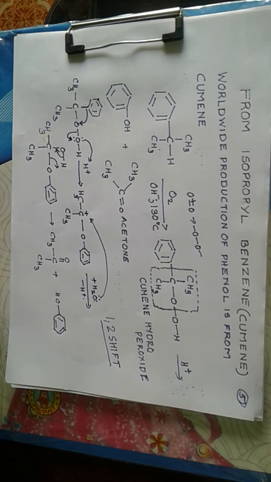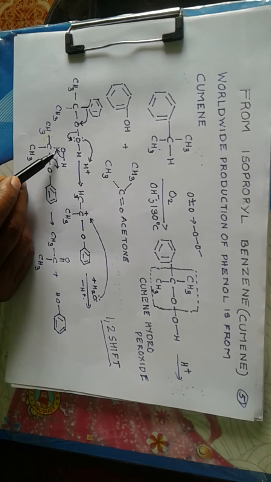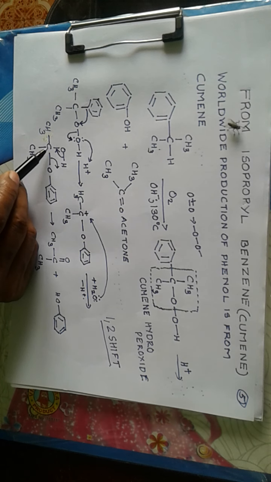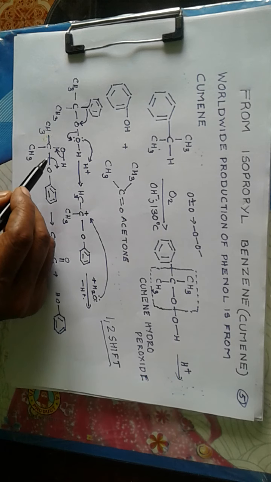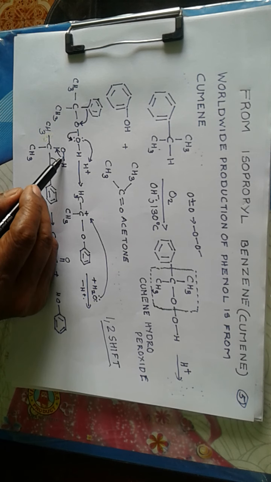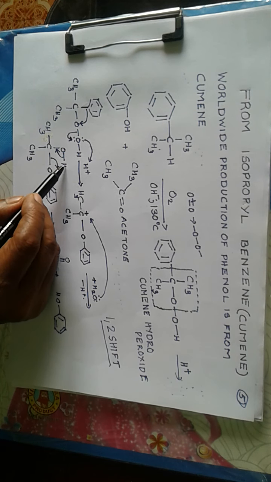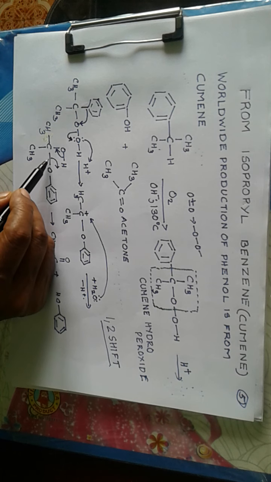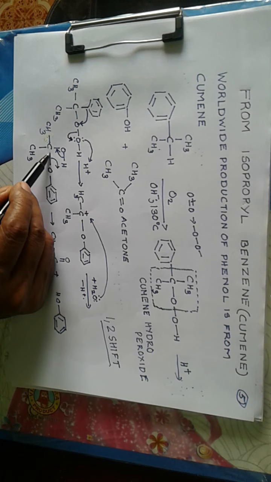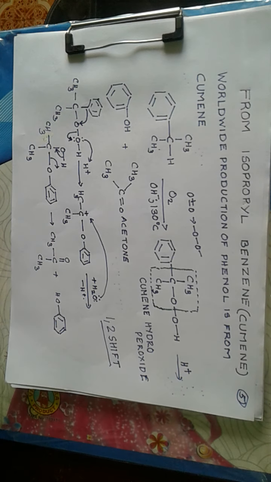Now this bond rotates through 90 degrees, so that C double bond O is formed. Then the valency of carbon increases. To decrease the valency, this bond rotates through 90 degrees and forms a bond between H and O. Here when this bond is shifted, we get H positive, and when this bond is shifted, the charge of H positive is neutralized, because the share of this carbon is given to hydrogen. So we get acetone and phenol.